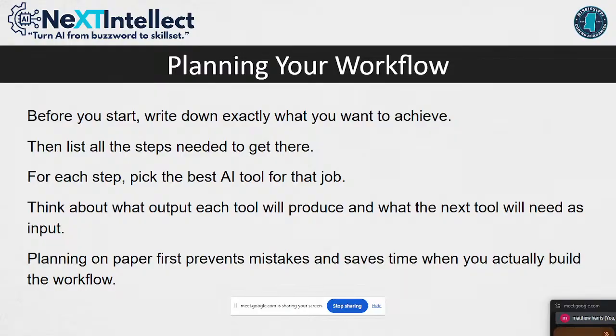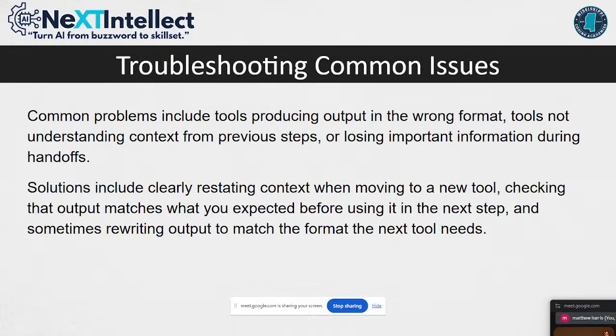So planning out a workflow, you could sit down and write down what you're wanting to achieve with your personal tasks that you're completing or series of tasks or work related, and list all the steps that are needed to get there, from point A all the way to B and C. And for each step, pick the best AI tool for that job. Think about what output each tool will produce and what the next tool will need as input. Planning on paper first prevents mistakes and saves time when you actually build the workflow.